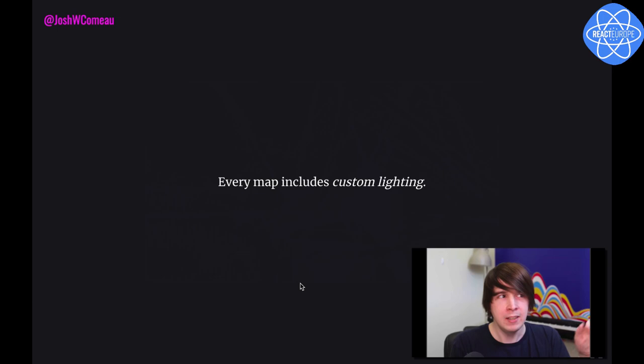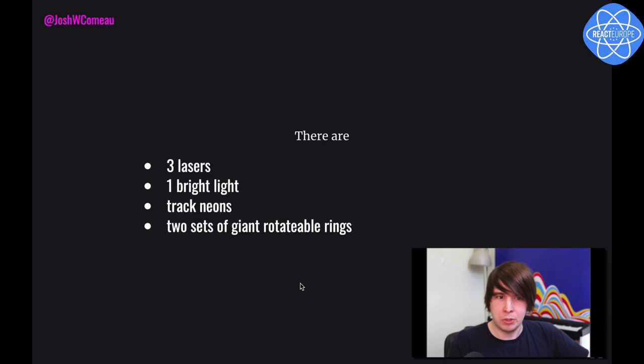So if you have a buildup, the lights can get really frantic. You can control the speed of certain moving lights. You can control the intensity. You can fade them in and out. There's a total of three lasers, a really bright light you can use selectively, track neons, which are on these big rings, and then two sets of rings.